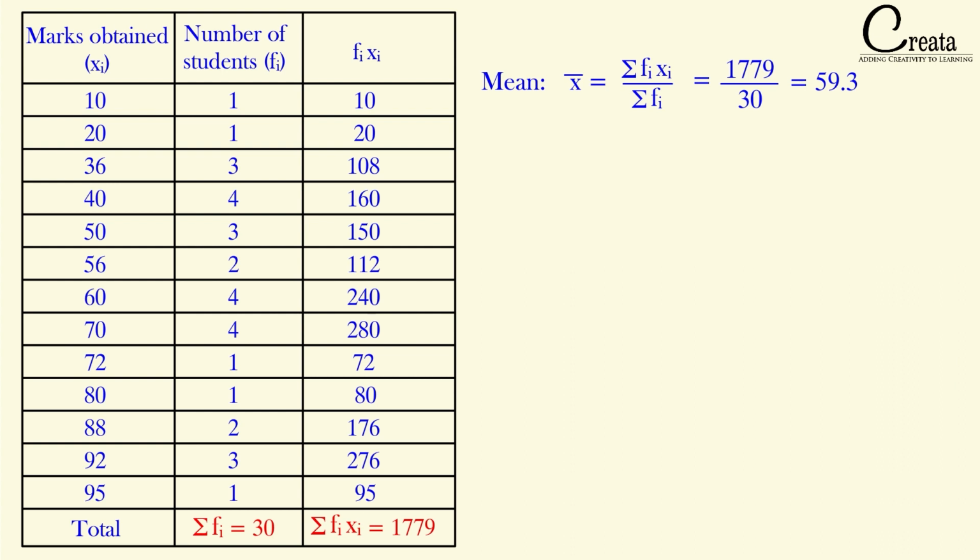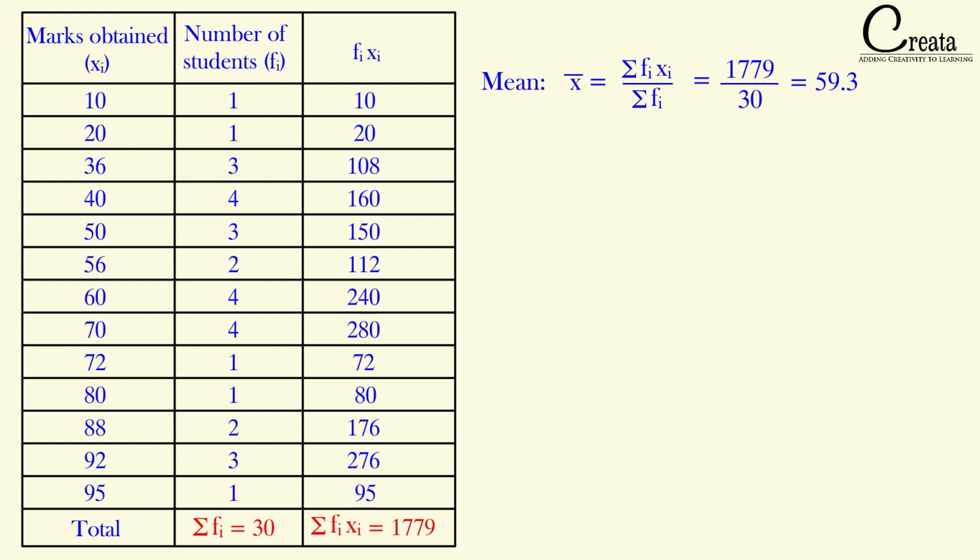Got it? This is one way to find the average or the mean, that is adding a column and multiplying fi and xi, then adding all those fi xi, getting the sum and dividing it by the total frequency. So we got our formula: the mean is equal to the sum of fi into xi upon the sum of fi. Got it? This is a simple method.